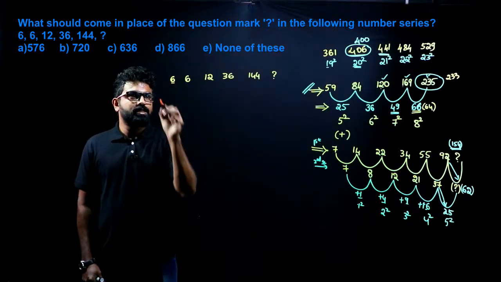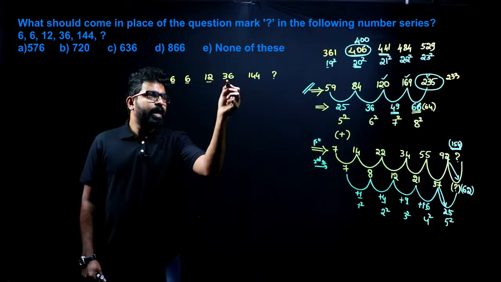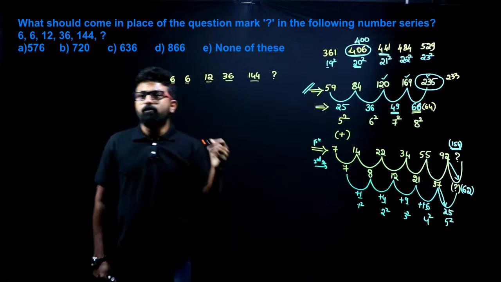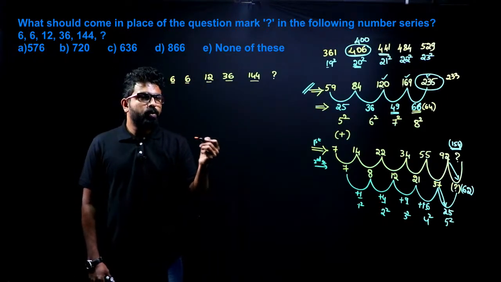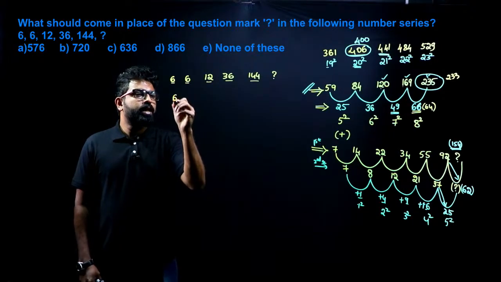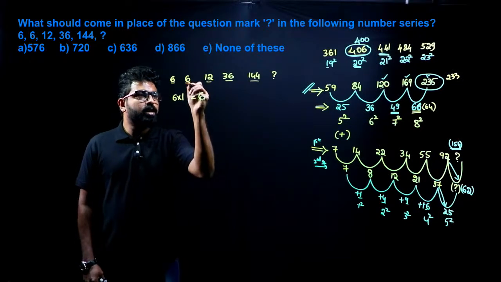The term 6 is repeated here. Then it goes on to become 12 and then 36. And 36 suddenly becomes 144. What do you understand here? When I directly look at these terms, I can understand that 6 is multiplied with 1 to get my next term as 6.